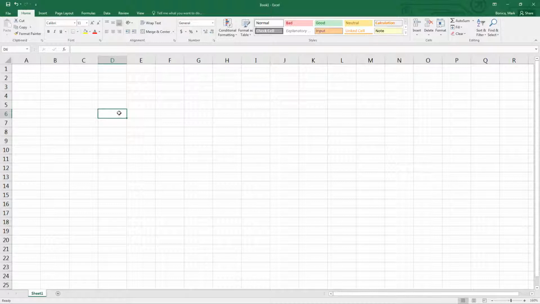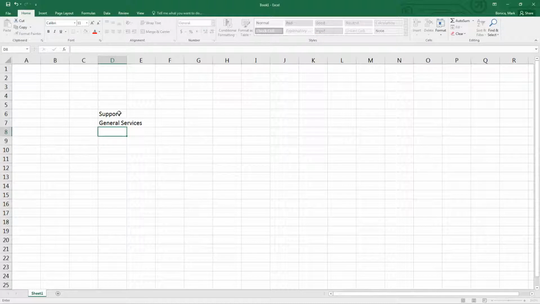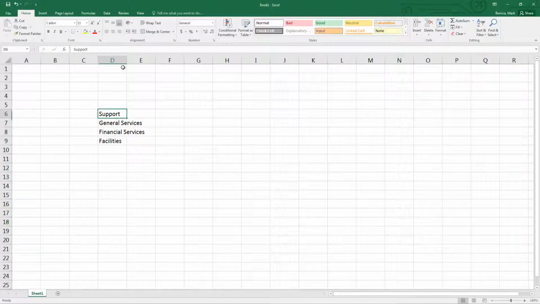So we want to build an allocation table similar to 6.7. Let me just get to 6.7 again. So we're going to have our support departments down the side and our profit centers across the top, and then we're going to allocate. All right, so let's do that real quick. So support departments, we're going to be general services, financial services, as well as facilities.